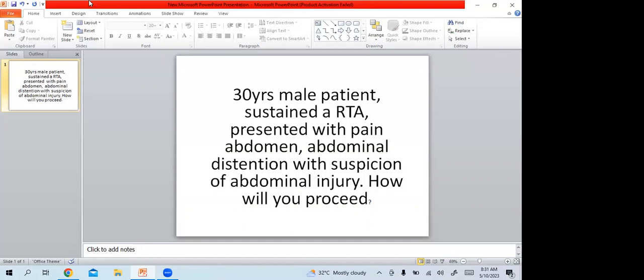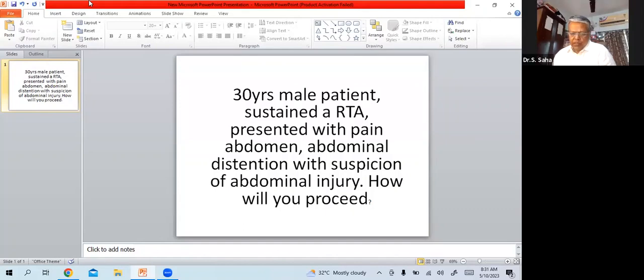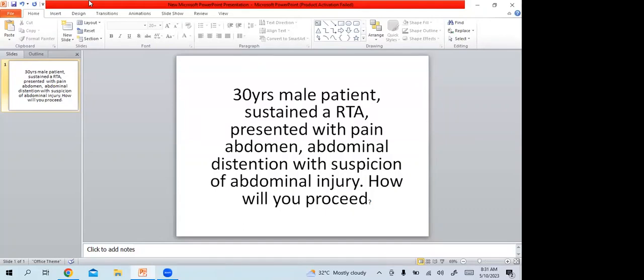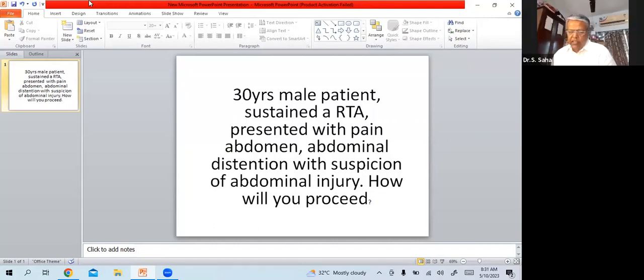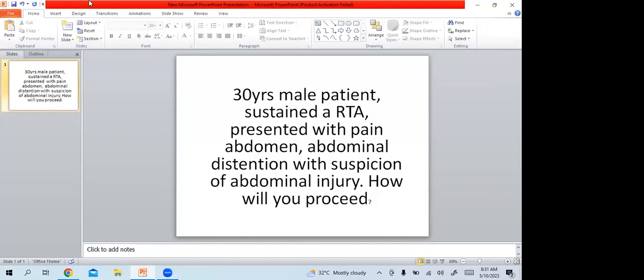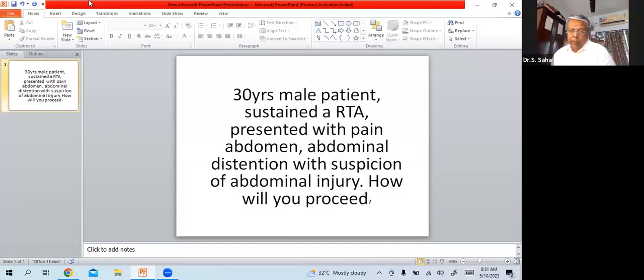Sir, disadvantage, sir. Missed injuries, sir. What missed injuries? Like any hollow organ injury or diaphragmatic injuries. Exactly. So when you are dealing with perforation of the gut, right? This may not be clearly visible in the CT scan initially, right? Yes, sir.